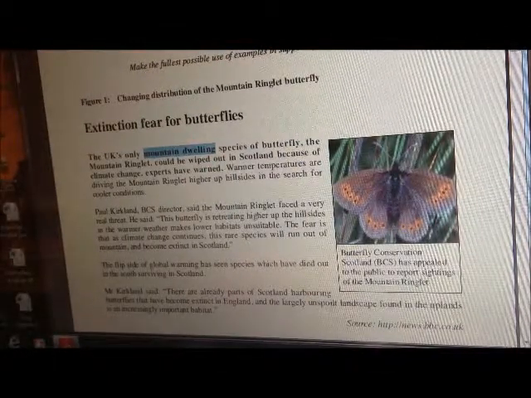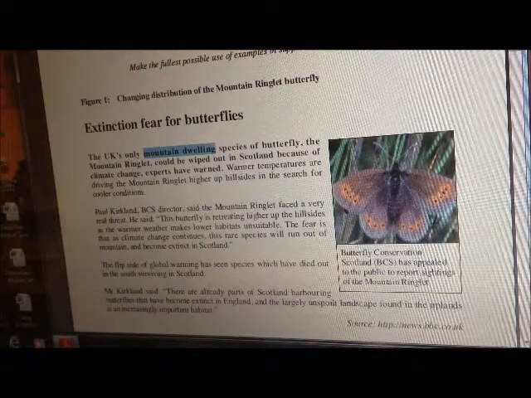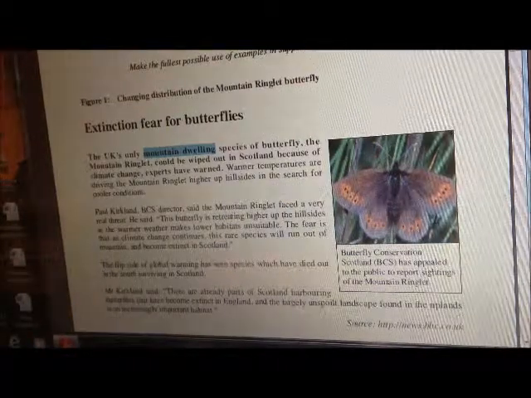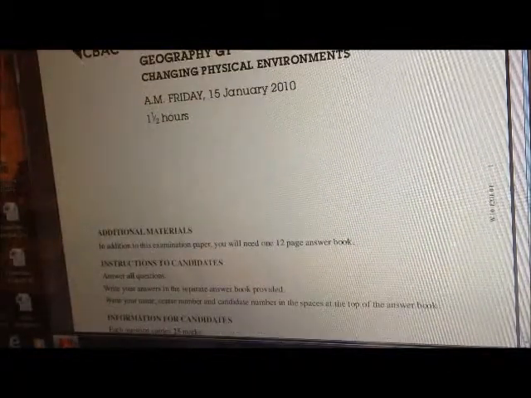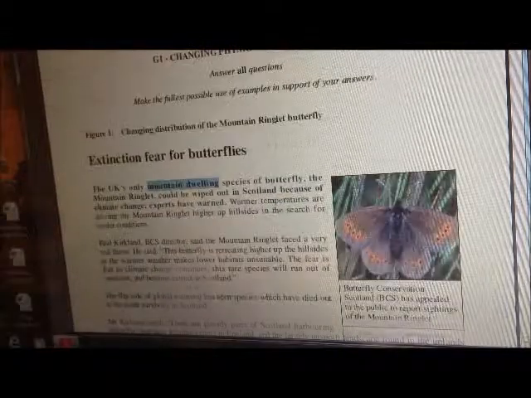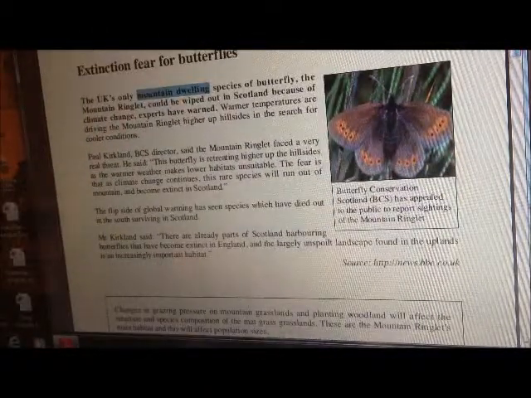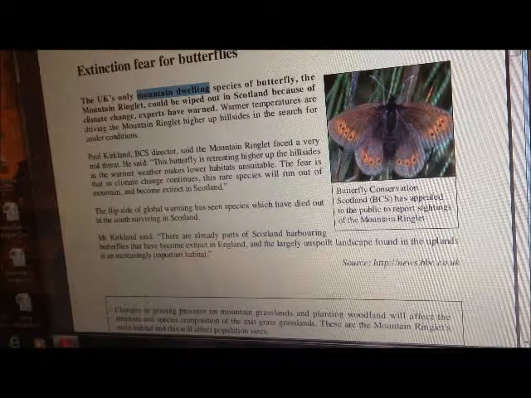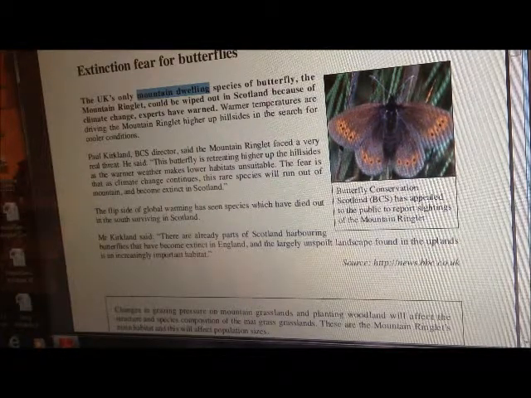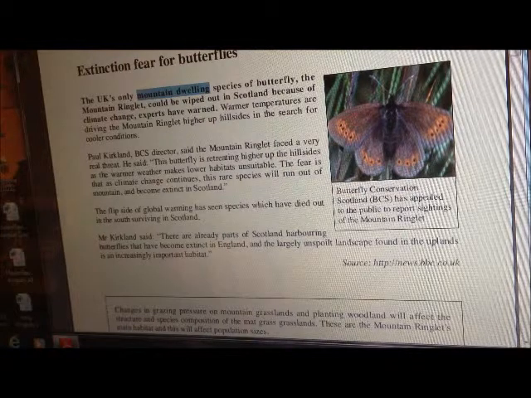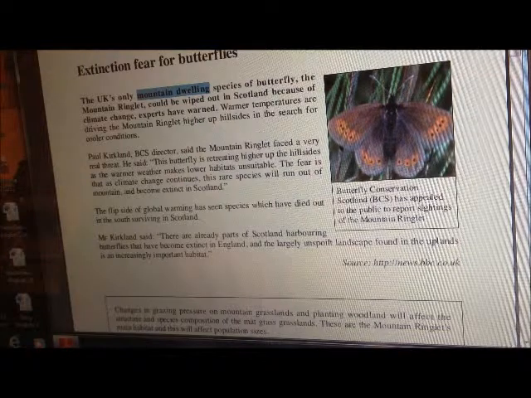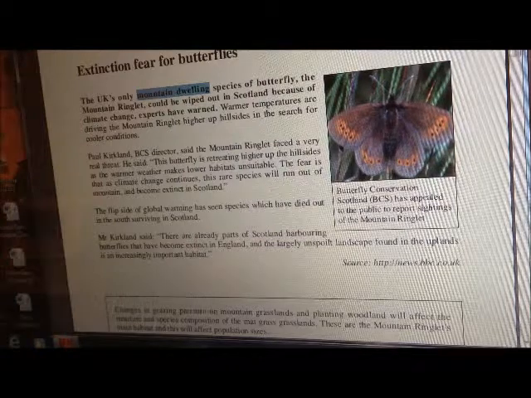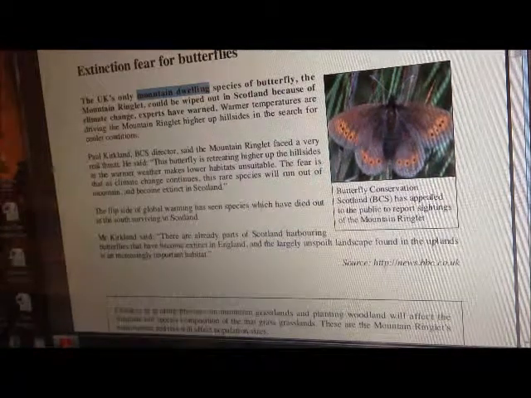This video is helping you with G1 questions, specifically the 1As and 2As. This is from the G1 paper from January 2010, and the information here is about the mountain ringlet butterfly, and shows the change in its distribution. The marks are 5 marks, and the question is: use figure 1 to describe the influence of climate change on the change in distribution of the mountain ringlet butterfly.